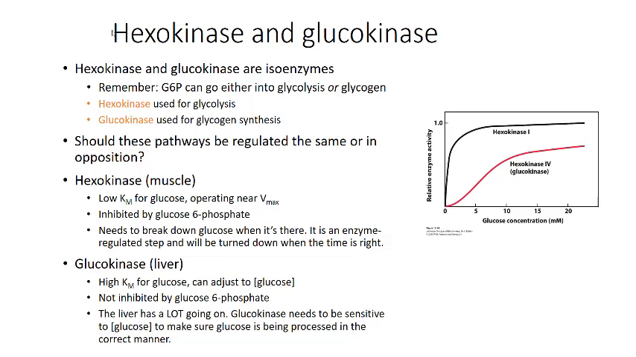So this junction where you go from glucose to G6P is really important for determining the fate of glucose in the cell, which is one of the reasons why the liver has a different isozyme than the muscles, because we have to have an extra layer of control.